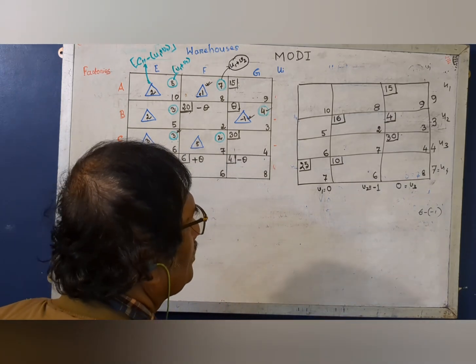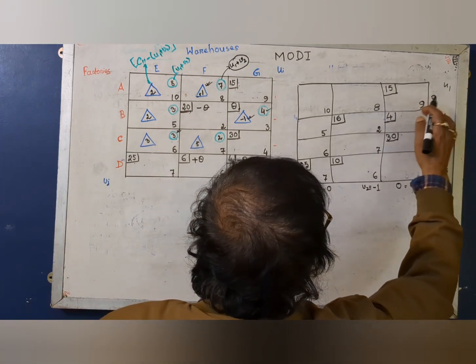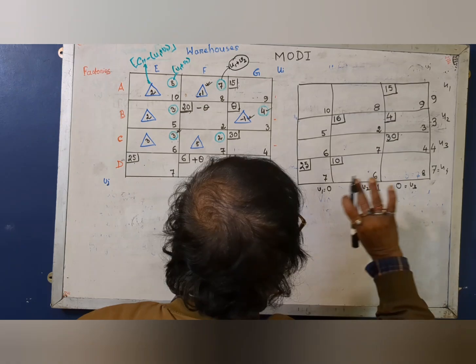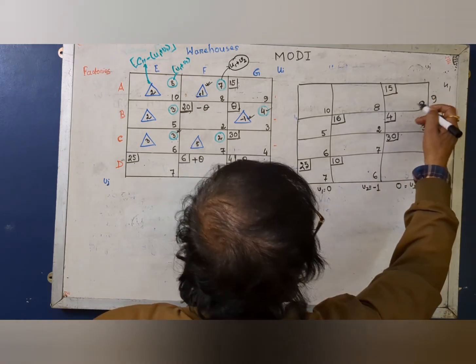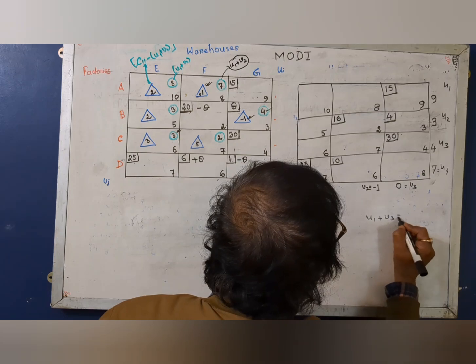If you like to do it, you can do it. Then in that case, how will you do it? All the basic cells you will write in the equation, which I am showing again in this case, but later on I will not show you. This is the basic cell: U1 plus V3 is equal to 9.